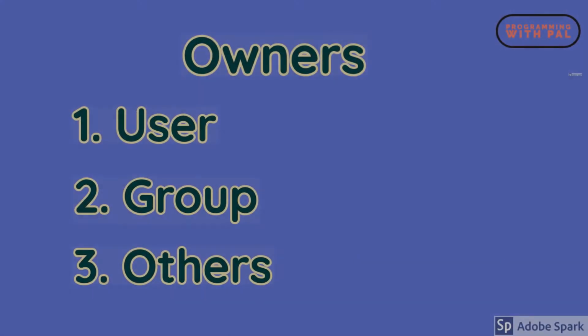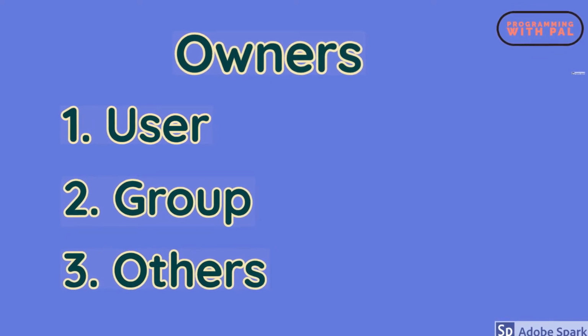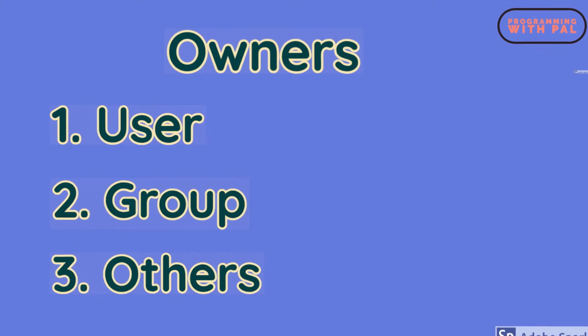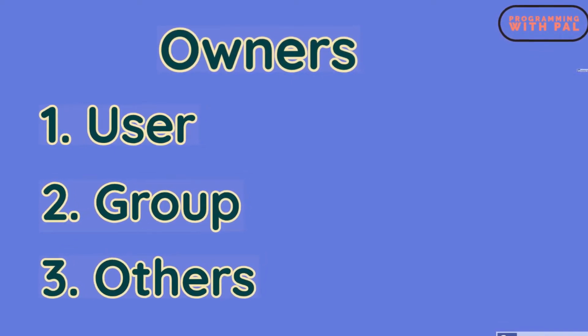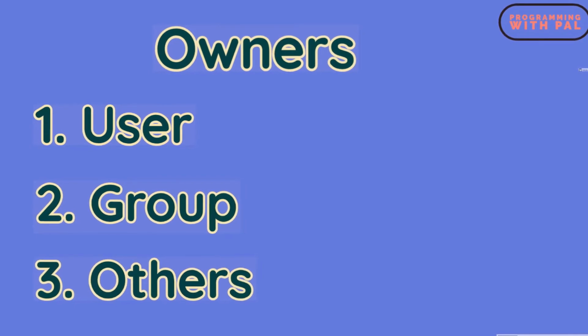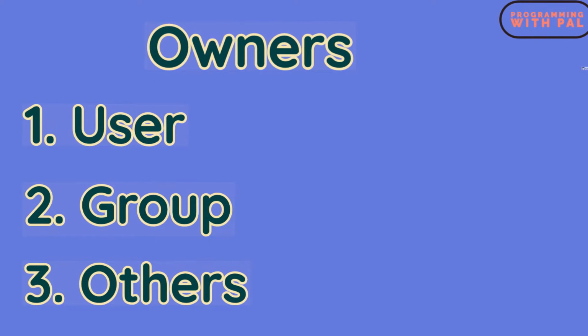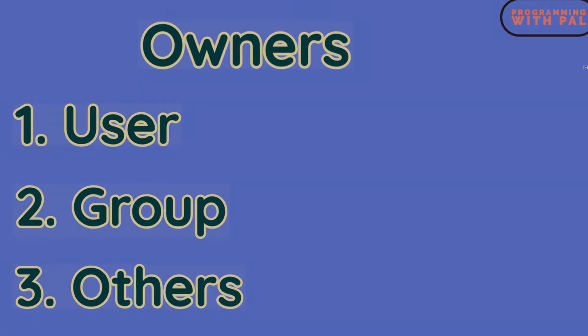In Linux, there are three types of owners of a file. User, the person who creates the file. Group, it is a set of multiple users. When a permission is applied to a group, it automatically gets applied to the members of the group. And then the third is others, which means all the rest of the users apart from the individual owner and the group.